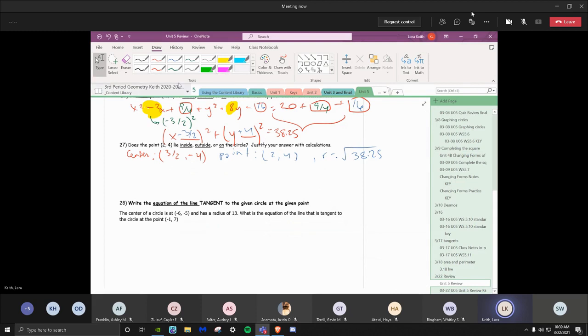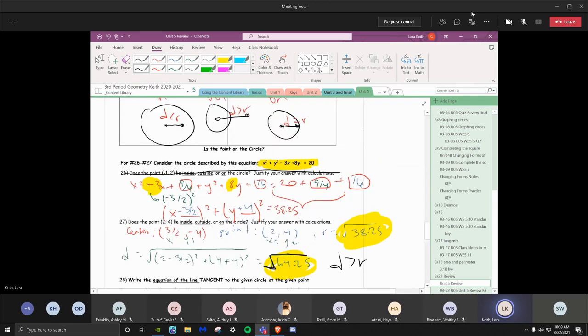Okay, so let's find the distance from our center to our point. I'm going to call this one x1, y1. I'm going to call this one x2, y2. So our distance is the square root of (x2 minus x1) squared plus (y2 minus y1) squared. And we get the square root of 64.25. So this is my distance. This is my radius. Which one is bigger, the square root of 64.25 or the square root of 38.25? Yeah, so our distance is greater than our radius.